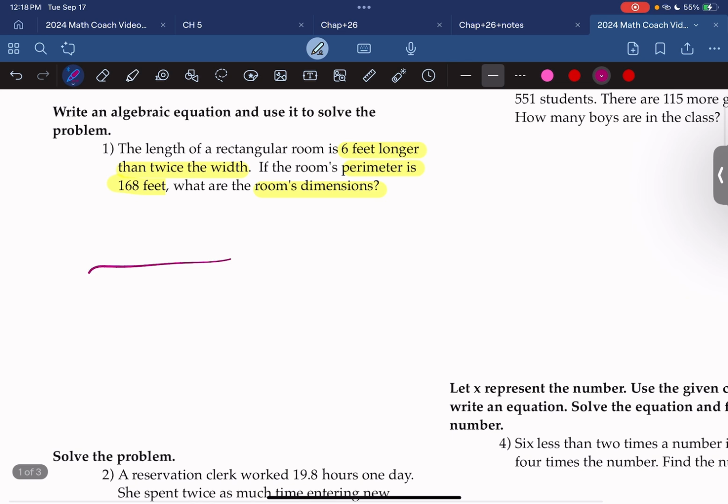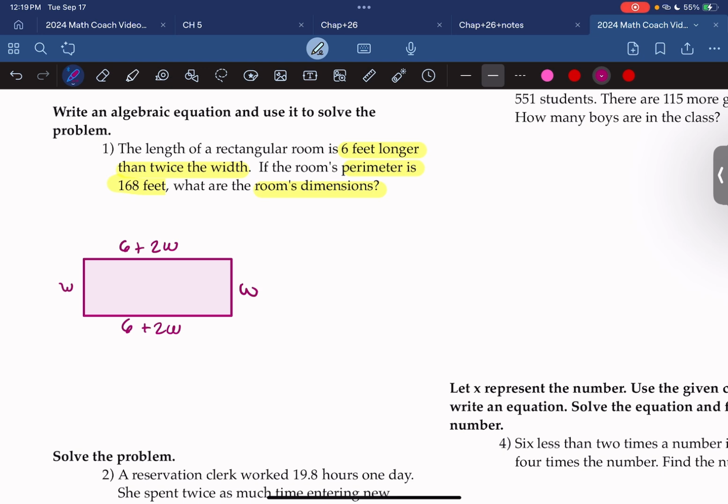Okay, so let's make a rectangle. It says that its length is 6 feet longer than twice the width. If the room's perimeter is 168 feet, what are the room's dimensions? So now let's solve for the width. Everything into an equation: 6 plus 2w plus 6 plus 2w plus w plus w equals 168.